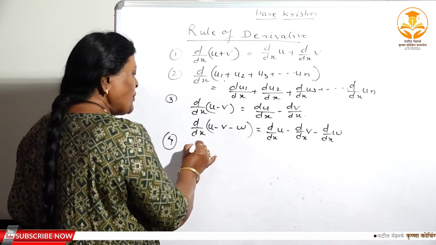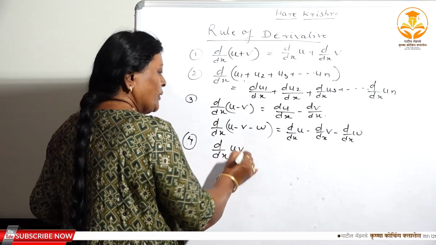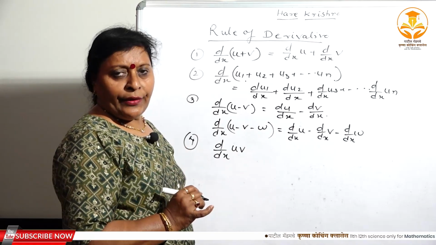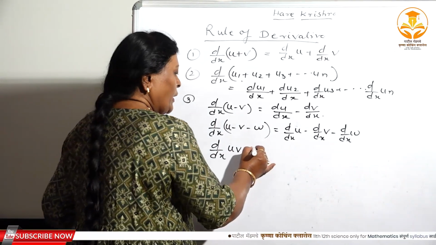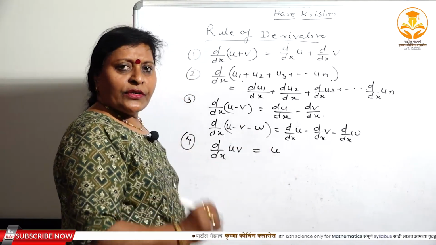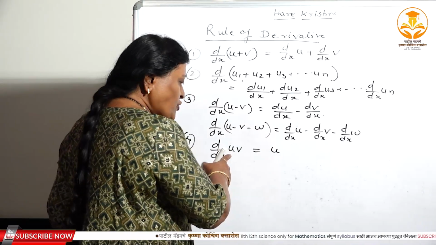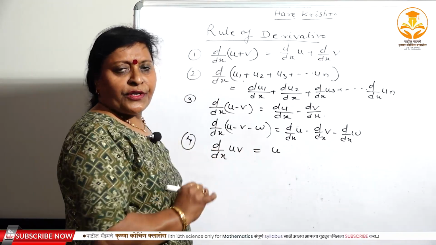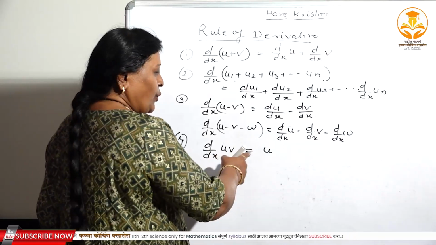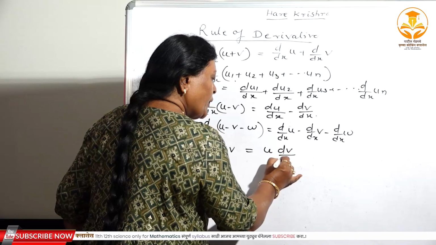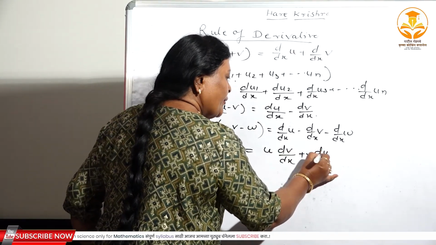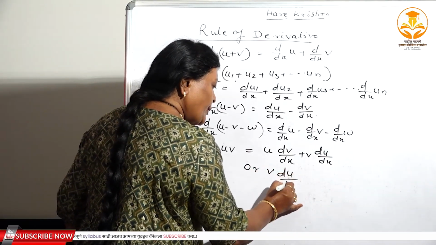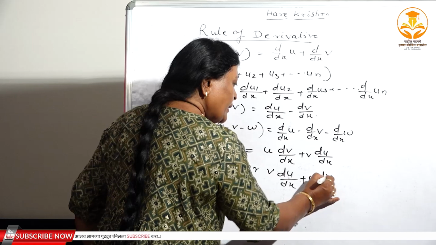The fourth rule: suppose there is a product of two functions, uv. If the two functions are multiplied, how will you find out the derivative? See, this is a very important rule. First function remain as it is. पहिलं फंक्शन जसंच्या तसं ठेवा. याच्यापैकी फर्स्ट फंक्शन you can consider u as well as v. कुठलेही फंक्शन तुम्ही फर्स्ट फंक्शन म्हणून कन्सिडर करू शकता. So u remain as it is, take the derivative of v, plus v remain as it is, take the derivative of u. Or you can say v remain as it is, take the derivative of u plus u remain as it is, take the derivative of v.